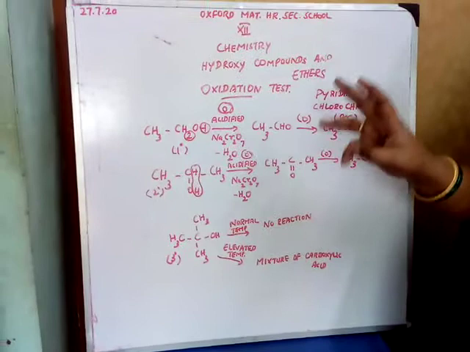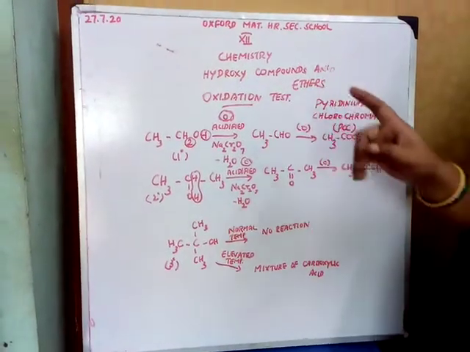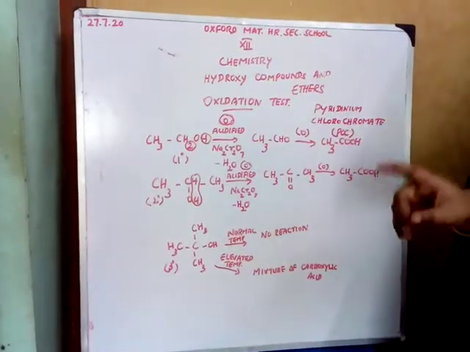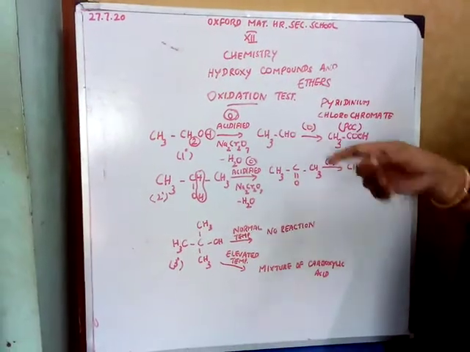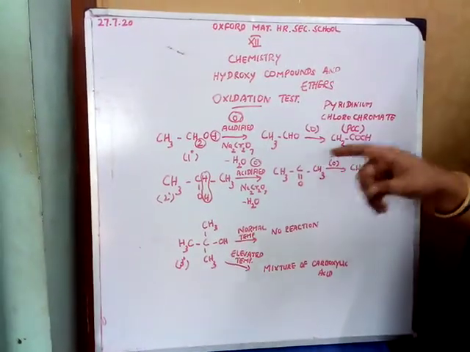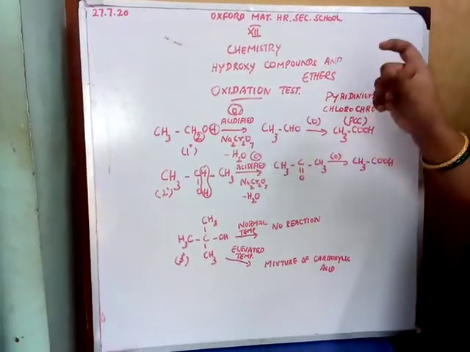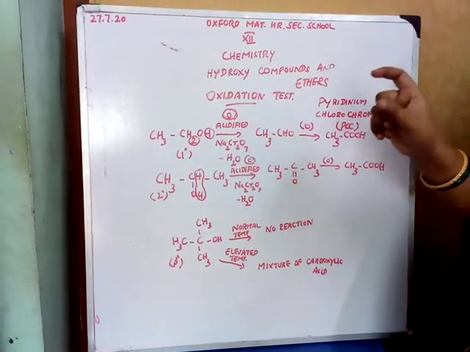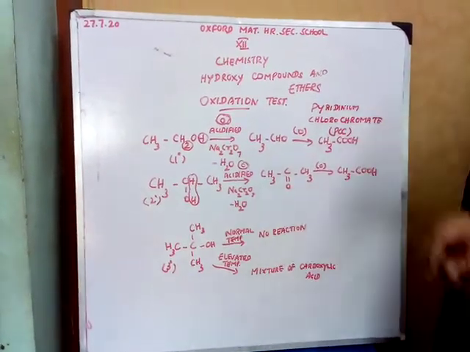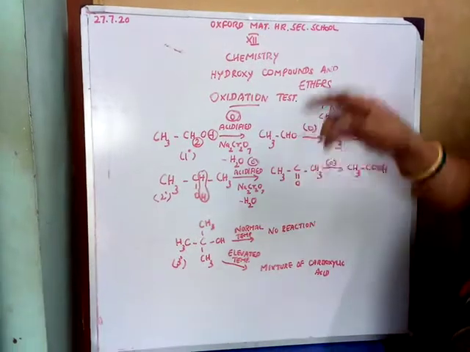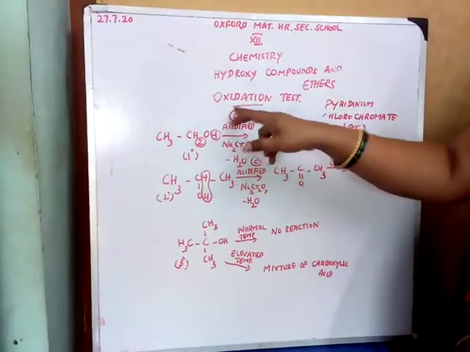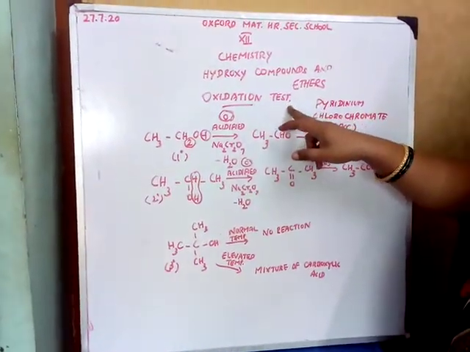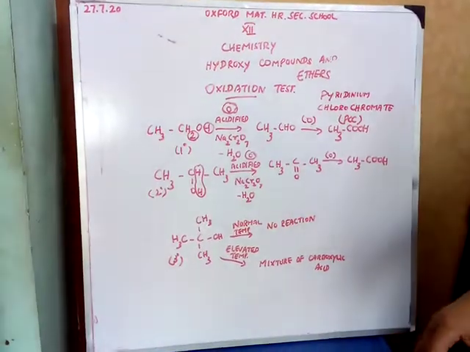So in the Lucas test, based on the turbidity formed, we identify the type of alcohol. Similarly, in Victor-Meyer's test, we are using colors, variation in colors, to identify the type of alcohols. Now, let us see this oxidation test, which is very useful to you.